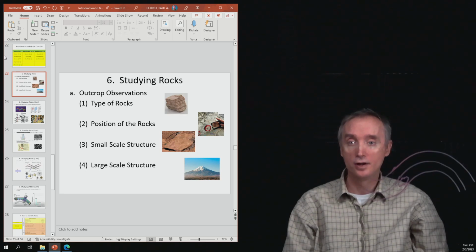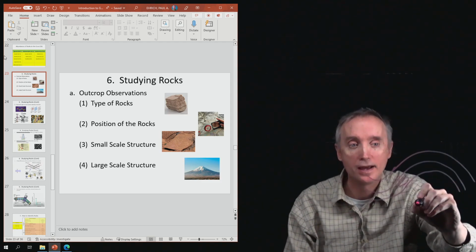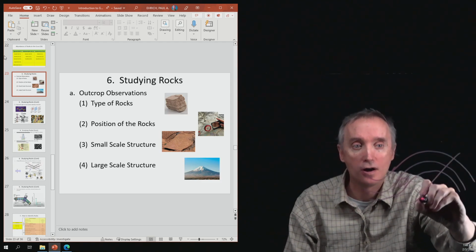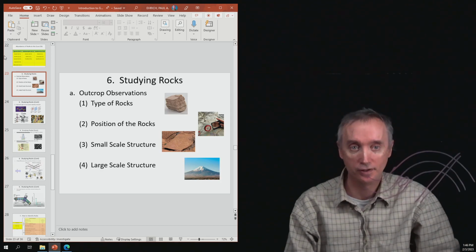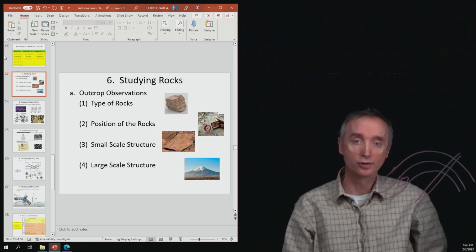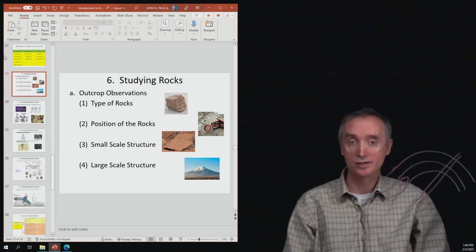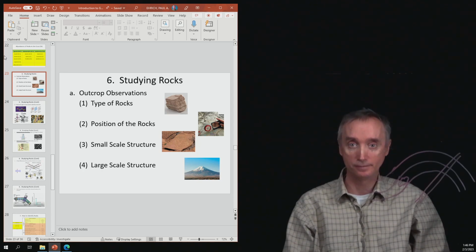They look for places where the magma has cut across sedimentary rock. So we're going to call that an intrusion, and we'll learn about that in a later lesson. So geologists are very much interested in large-scale structures too, because that tells you something about the geological history.